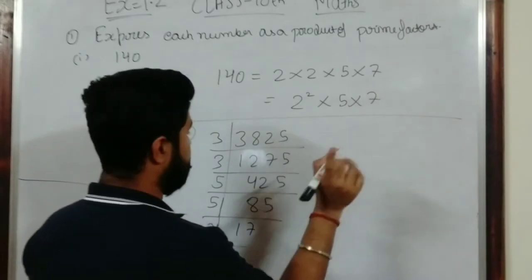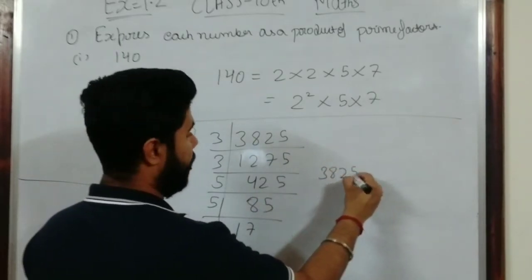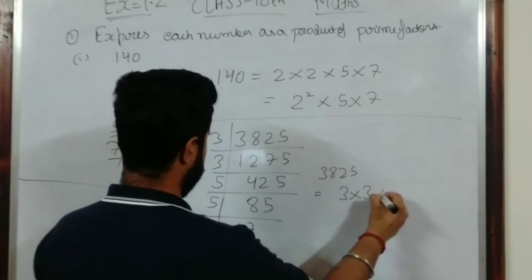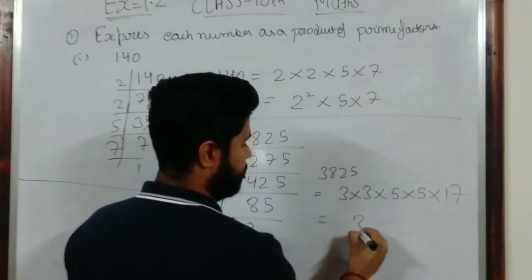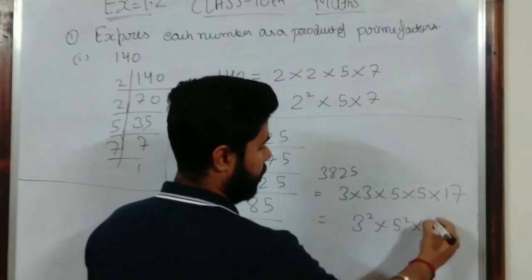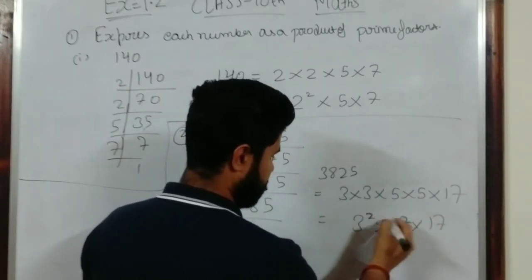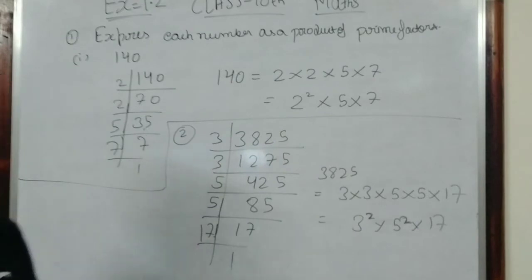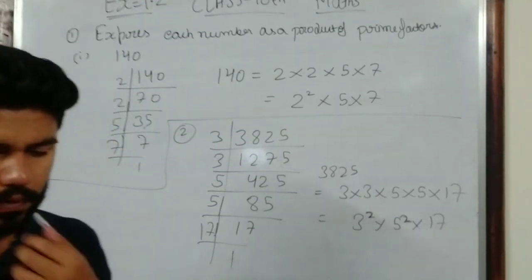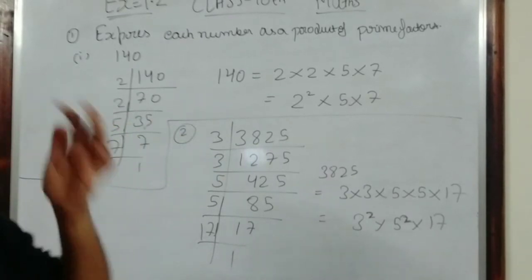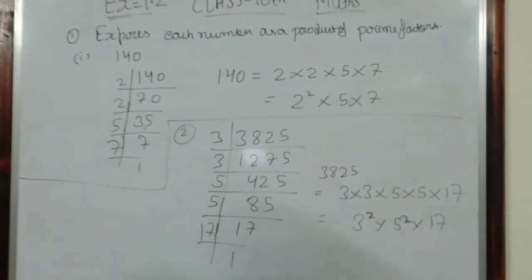So what is the answer? 3825 is equal to 3 into 3 into 5 into 5 into 17. That is 3 square, 5 square into 17. So we express it as a product of primes. Okay, here are the two parts of the first question. Express each as a product of primes.